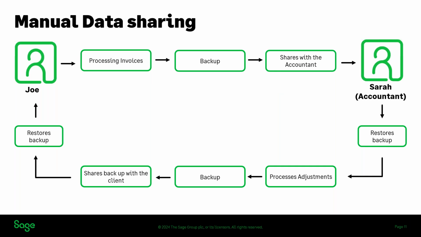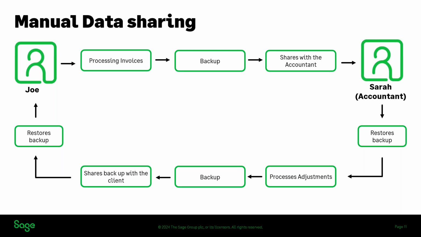Okay, so manual data sharing. Prior to using remote data access, you may have to share your data with your accountant, and it may look a little something like this. So Joe would process invoices. He would then take a backup and share it with his accountant, Sarah. Whether he sends that backup via email or a SharePoint, he might travel to his accountant's with a USB stick. But once he's given that backup to Sarah, Sarah would then restore that backup into her own software and process the relevant adjustments in the software.